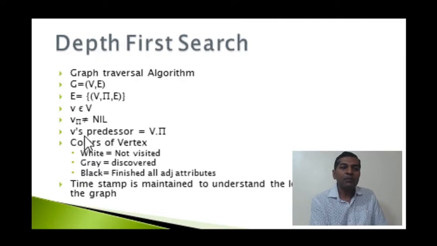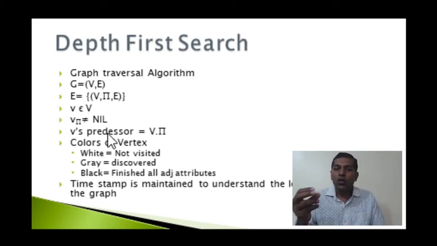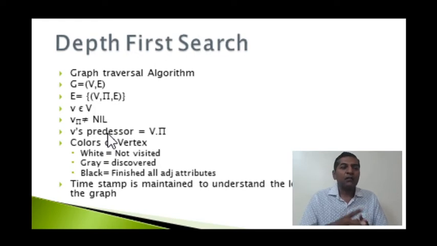Then we have the predecessor. Whenever we want to say that U is connected to V with some reference, this particular node which is connected to U is represented either with the predecessor or a successor, the node previous to that or the node next to that. For representing that, we say that V's predecessor is equal to V dot pi.